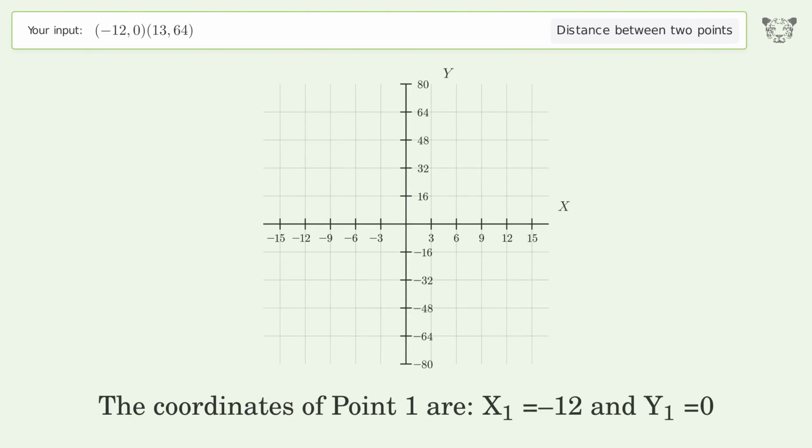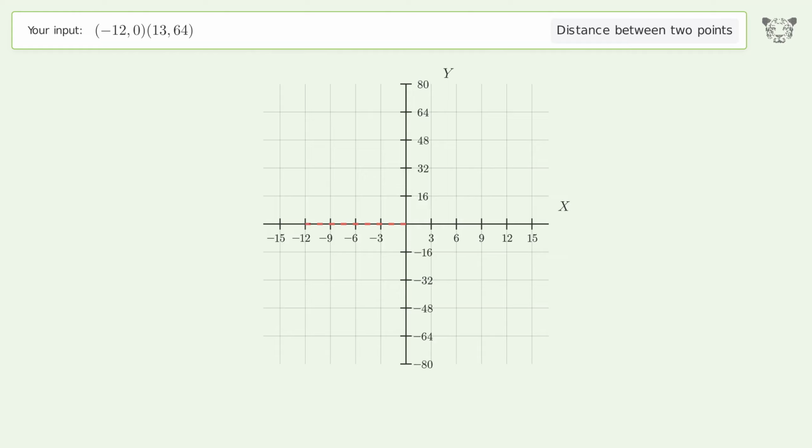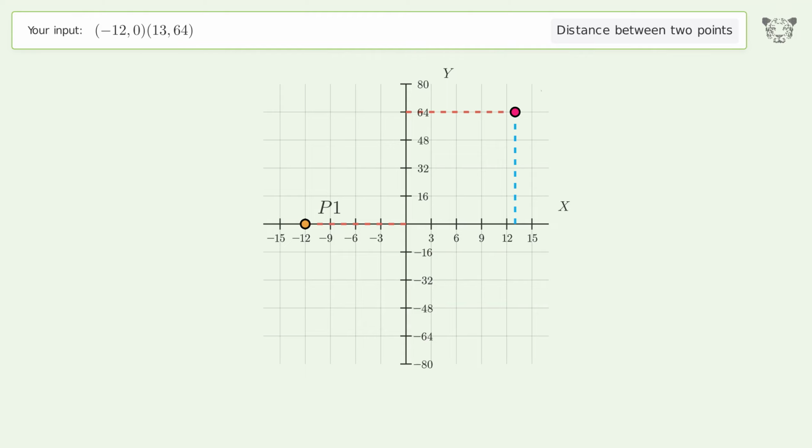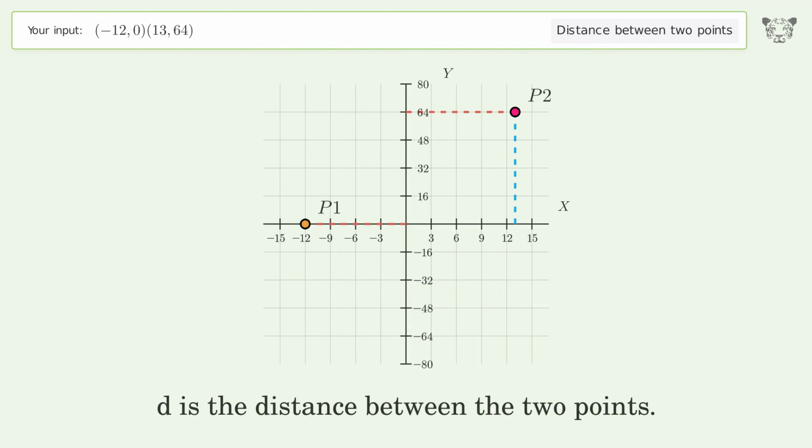The coordinates of point 1 are, x1 equals -12 and y1 equals 0. The coordinates of point 2 are, x2 equals 13 and y2 equals 64. D is the distance between the 2 points.